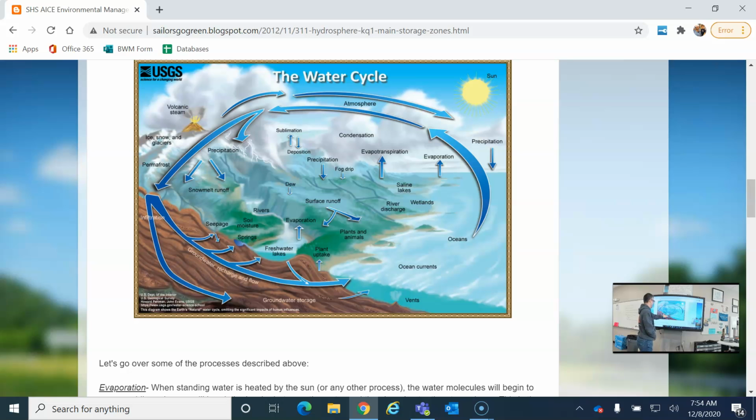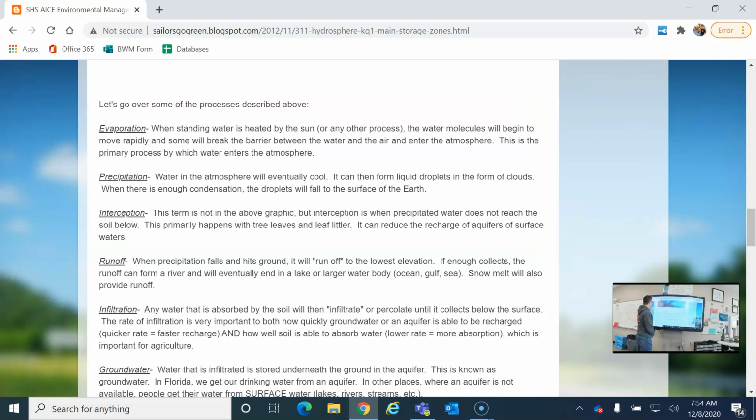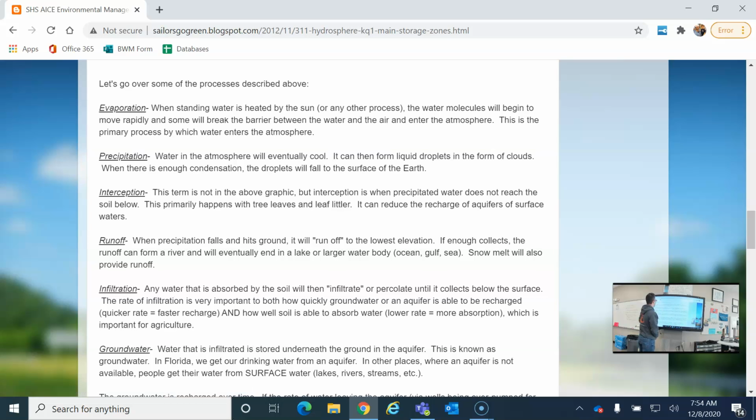Of course, plants uptake it from the groundwater. Groundwater is extremely important, not only for us to take out, but for plants to be healthy as well. So this is going over those different terms: evaporation, evaporating into the air, turning from a liquid to a gas; precipitation, turning back from a gas into a liquid and falling down; interception.